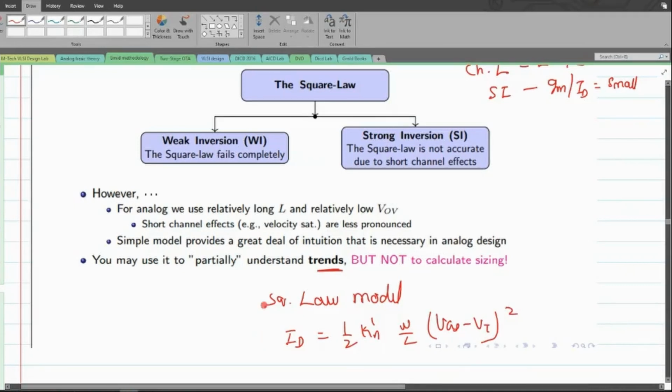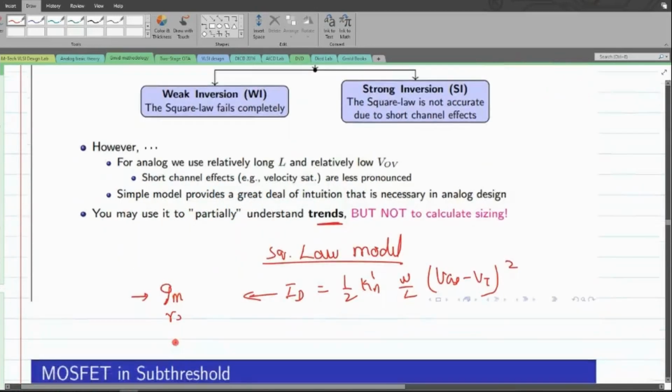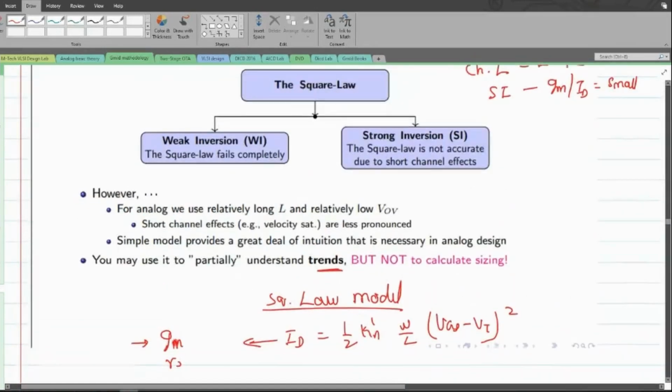Having the square law model helps us bring out certain things. Using this model, we know how to get the value of gm, or we know how to evaluate the value of r naught. There are a lot of small signal parameters that were derived based on the simple square law model. So even though gm has been derived out of this square law model, I can still make use of the square law model for our understanding purposes.